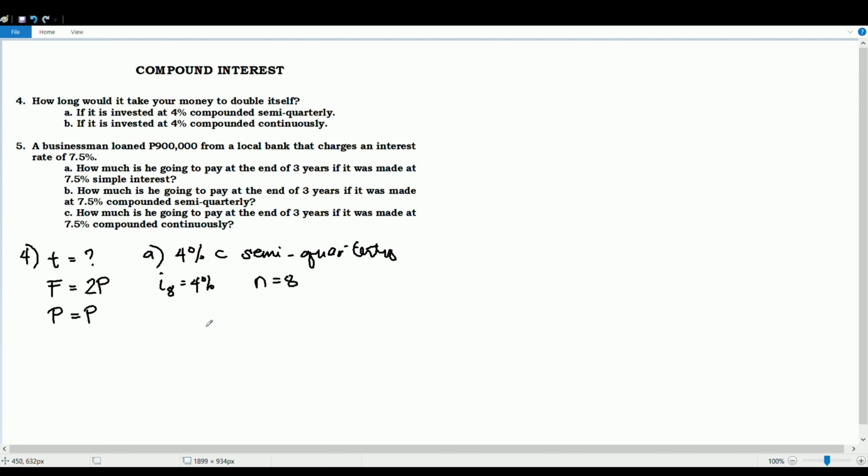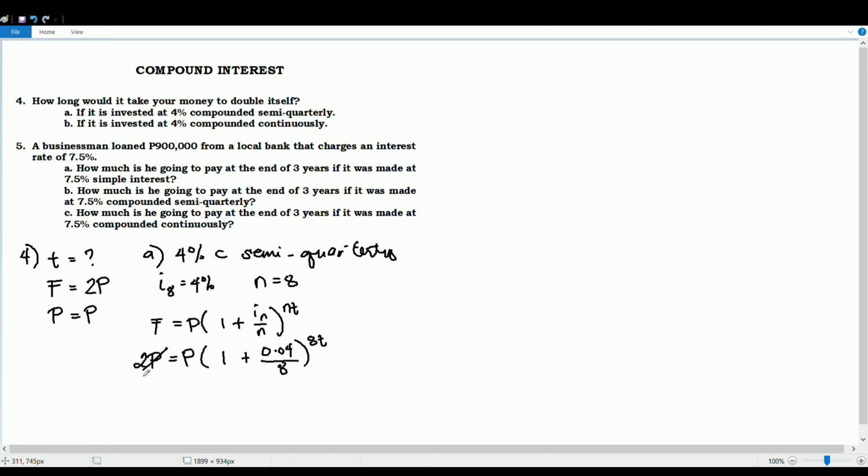Now let's solve. In order to do this, we have to use our formula F is equal to P times (1 plus i sub n over n) raised to nt. Our future value is twice the principal, and the principal will be as is. And we have 1 plus 0.04, our nominal rate, over 8, the number of conversions, raised to 8t. n is equal to 8.